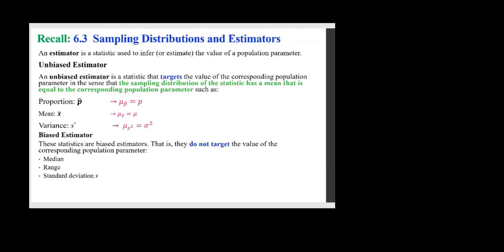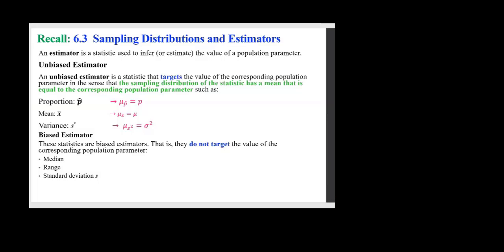And we looked at sampling distribution. The idea is that an estimator is used to estimate the value of a population parameter. So for proportion, we use p hat. That would be an unbiased estimator. For mean, we use x bar. And for variance, for sigma squared, we use s squared. As far as the notation is concerned, mu of p hat equals p, mu of x bar equals mu, and mu of s squared is sigma squared.